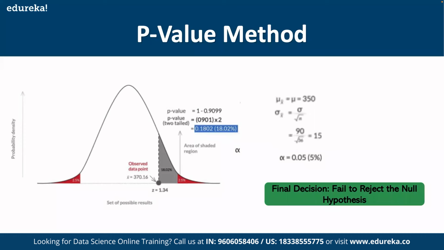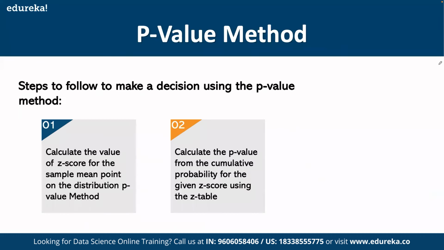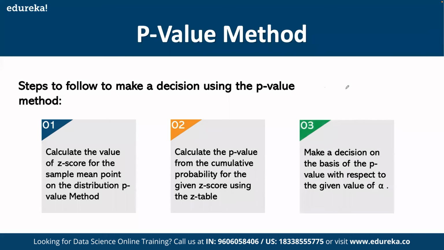In the p-value method, the steps that we follow in hypothesis testing are, first, we calculate the z-score for the sample mean point on the distribution. Then we calculate the p-value from the cumulative probability for the given z-score using the z-table. This is followed by making a decision on the basis of the p-value with respect to the given value of alpha. So these are the steps we generally follow to make a decision using the p-value method.